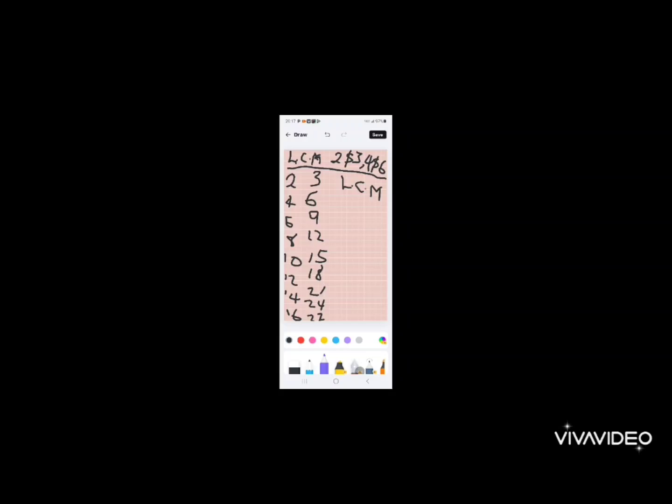So we are done with M, multiple. Then we move to C, which is common. What is common here? We are looking for what is common in these two things: multiples of 2 and multiples of 3.